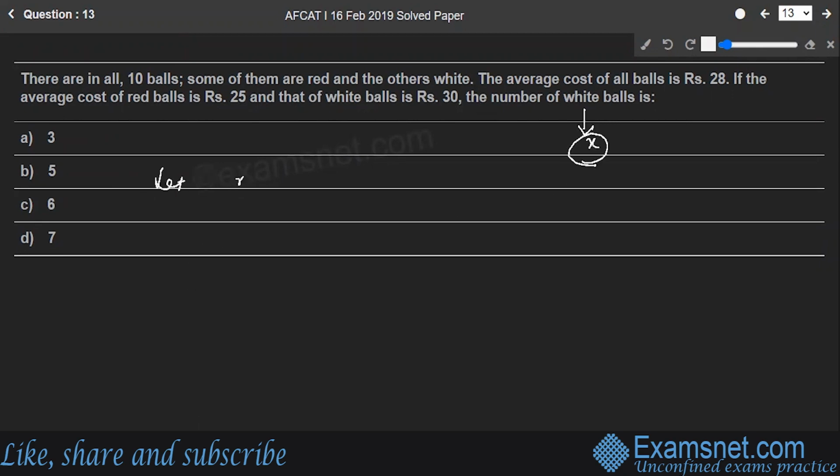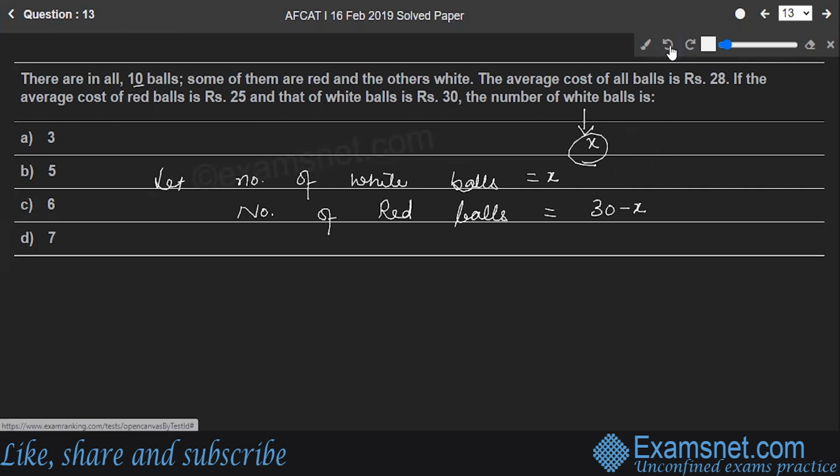Let number of white balls be equal to X. Therefore, number of red balls is equal to 30 minus X. Sorry, not 30 minus X. It is 10 now, right? Okay. This is 10 minus X.